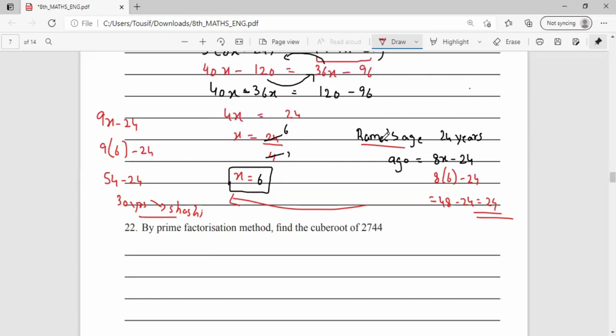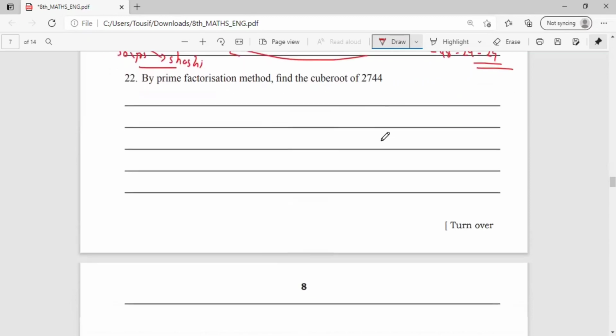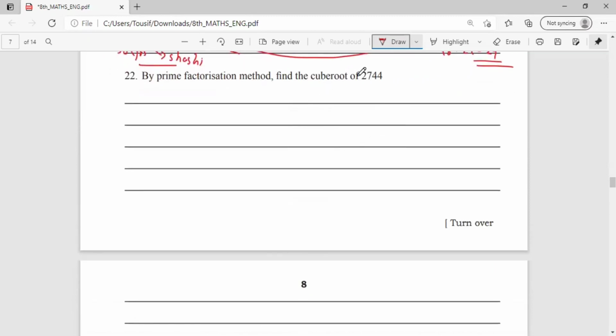So moving further, they are asking to find the cube root of 2744 by the factorization method. Let us solve it. 2744.